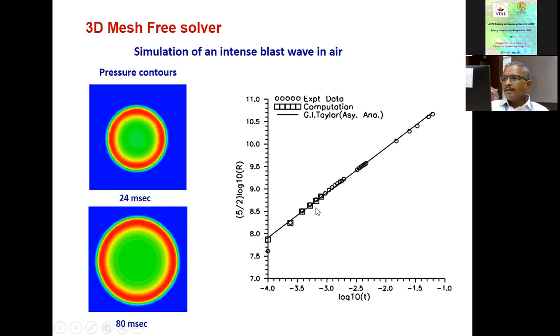So this is the comparison of the result with the experiments, with the analytical solution and the CFD. What I am comparing here is, with time, the radius of the propagating blast wave front. In fact, we get a very good comparison. So this was one of the first problems we validated for the 3D mesh-free method.